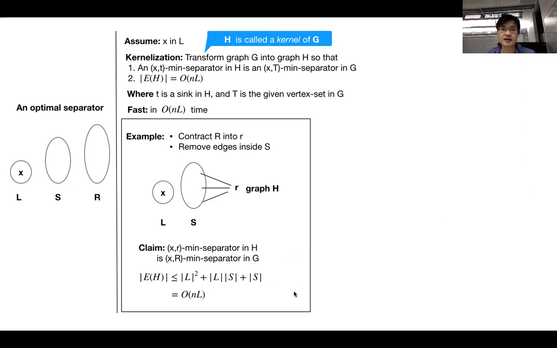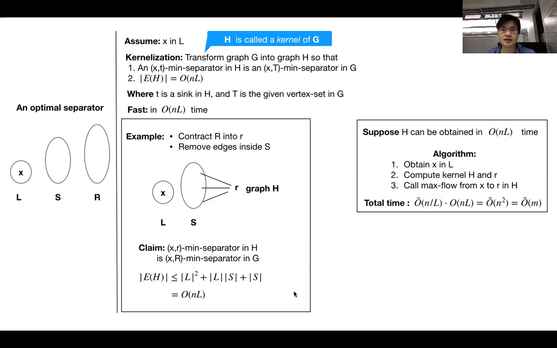So let's see how this would be useful. Suppose somehow we obtain this kind of kernel in NL time. And then here's a full algorithm to compute vertex connectivity. First, compute X in L. How to compute X in L? We just sample a vertex randomly.